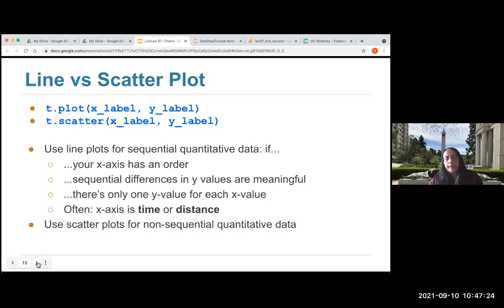And if you have such a situation, you have non-sequential data that are quantitative, and you're trying to see what is the relation between these 2 variables, then the scatter plot helps you out. Sometimes you might draw a scatter plot and realize, oh, wait a minute, this is actually sequential. Let me draw a line plot. So mess around and see what gives you meaningful information.